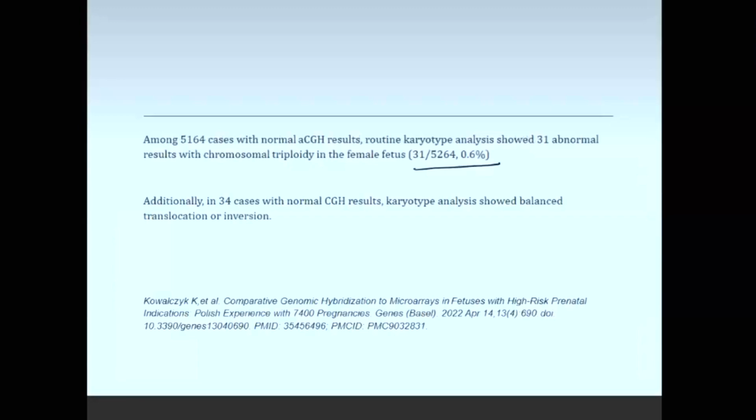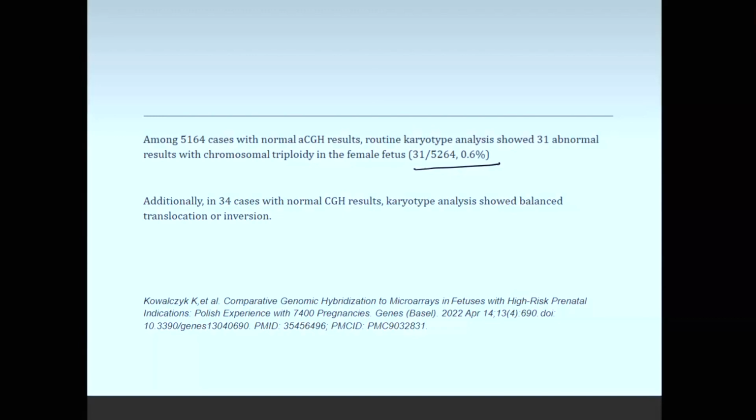So this is the last slide. In this, they have compared the yield of comparative genomic hybridization in around 7,400 pregnancies. They saw that in around 5,000 cases in which microarray was normal, karyotype showed an abnormal result in 31 cases, that is around 0.6%. That was triploidy. They had done array comparative genomic hybridization, which does not pick up triploidy, so that was missed on microarray but picked up on karyotyping. So if we are doing only a normal microarray, then triploidy can be missed, which will be picked up by karyotype.